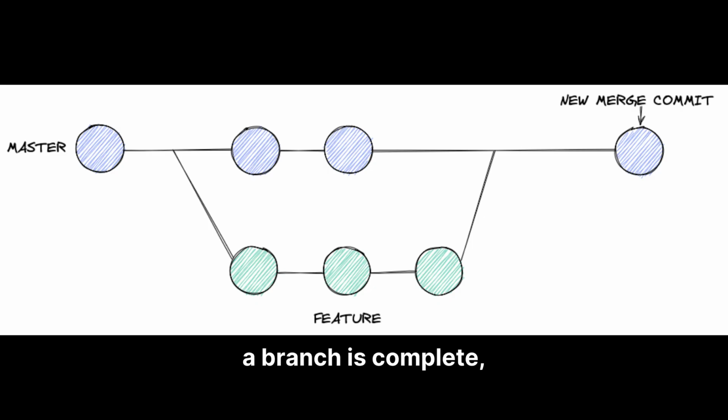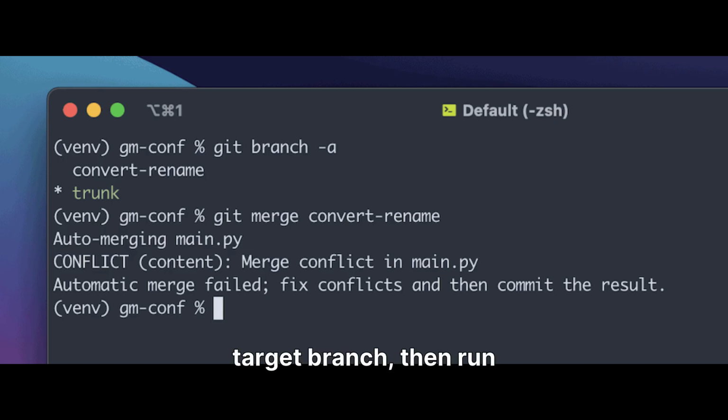Once your work on a branch is complete, you'll merge it back into the main branch, typically main or master. First, switch to your target branch, then run git merge <source branch name>. For instance, git merge feature/new-login.